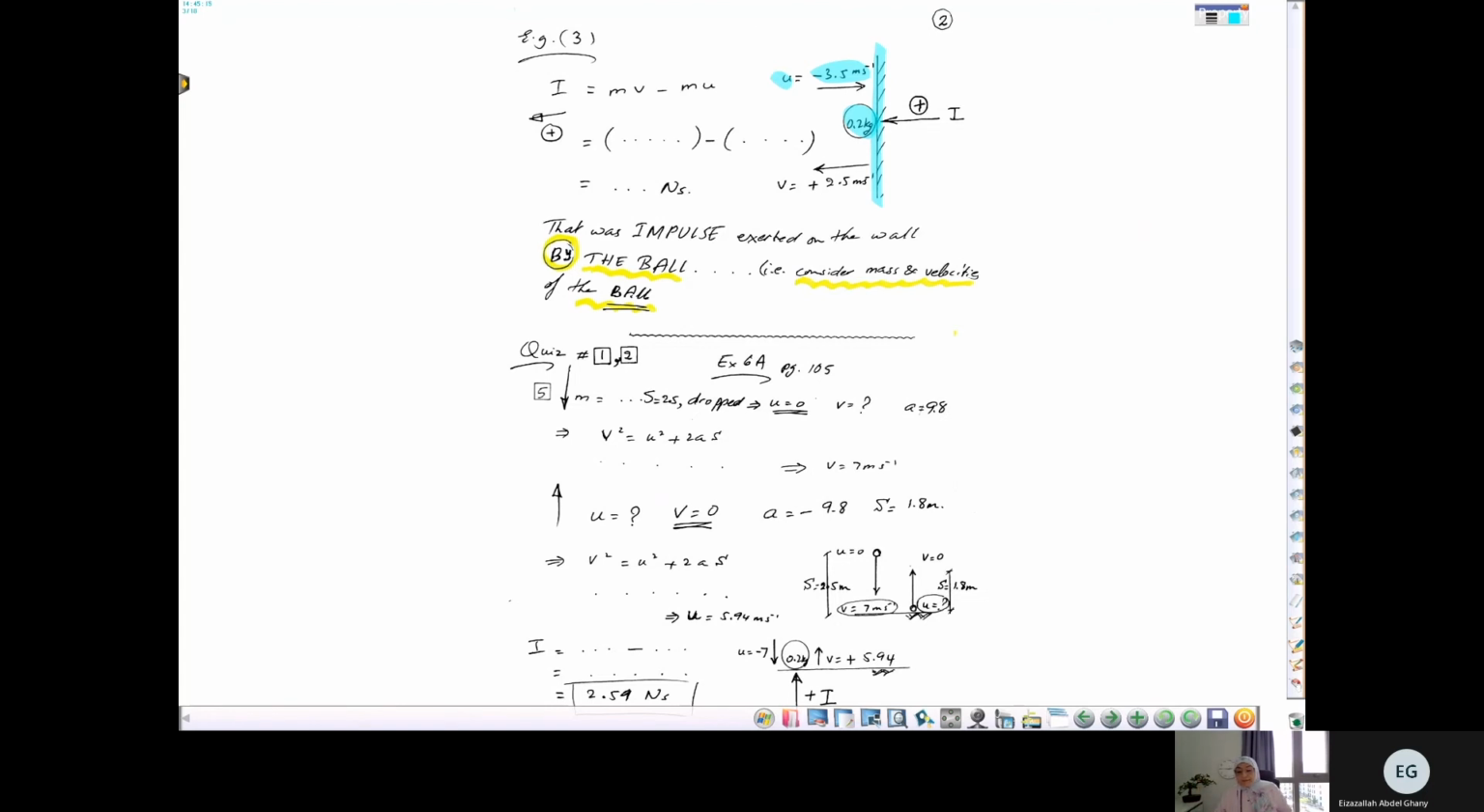The ball rebounds with speed 2.5 meters per second. So this is v. v means final velocity. Find the magnitude of the impulse exerted on the wall by the ball. I need you to concentrate on the expression: find the impulse exerted on the wall by the ball. Because the ball is the object which did this impulse, we will consider the mass of the ball and the velocities of the ball.